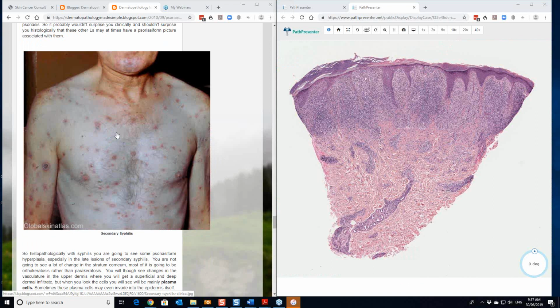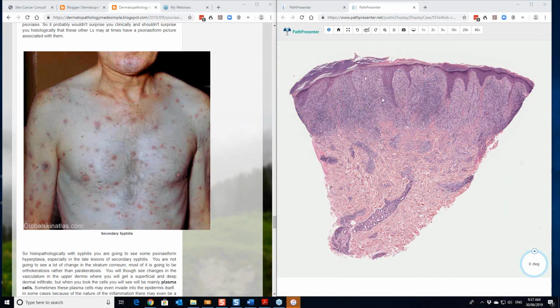And of course, you check inside of the mouth and around the anus. But you can imagine someone presenting with red scaly lesions on the trunk, and you're thinking, is it guttate psoriasis, secondary syphilis, or is it pityriasis rosea? And if clinically you're not sure, you do your biopsy. This is what the biopsy of secondary syphilis will look like.